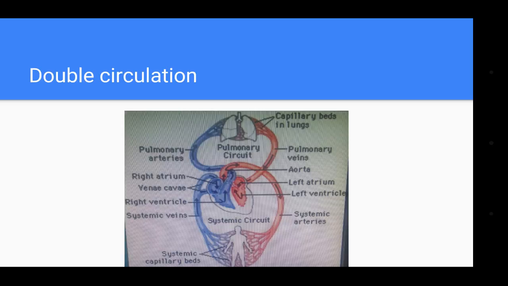Double circulation is the process of blood being transported from our lungs to our muscles to provide oxygen. It is essentially the route of blood. The main organ at work is the heart, which acts as a double pump.